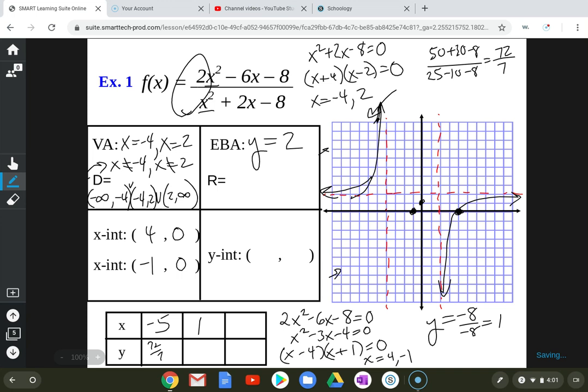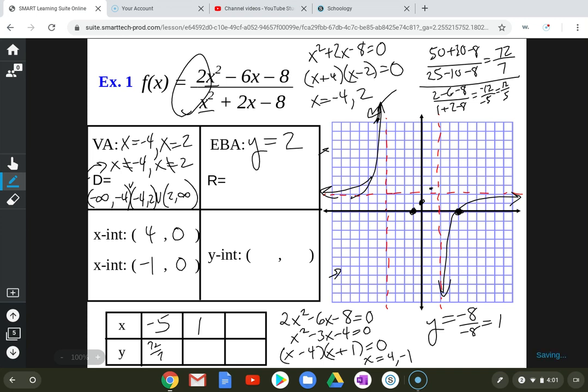So if I plug in a 1, I'm going to try and squish some work in here. So I get 2 minus 6 minus 8 over 1 plus 2 minus 8. So 2 minus 14 is negative 12, over 3 minus 8 is negative 5. I get 12 fifths, which is around 2 and 2 fifths, which is actually above our asymptote.